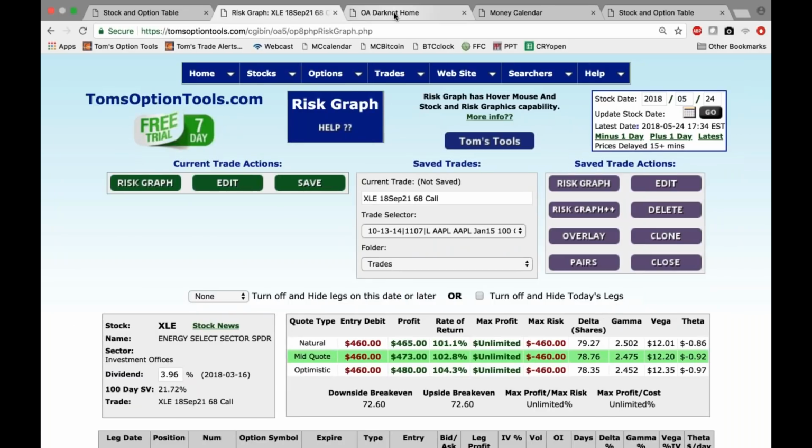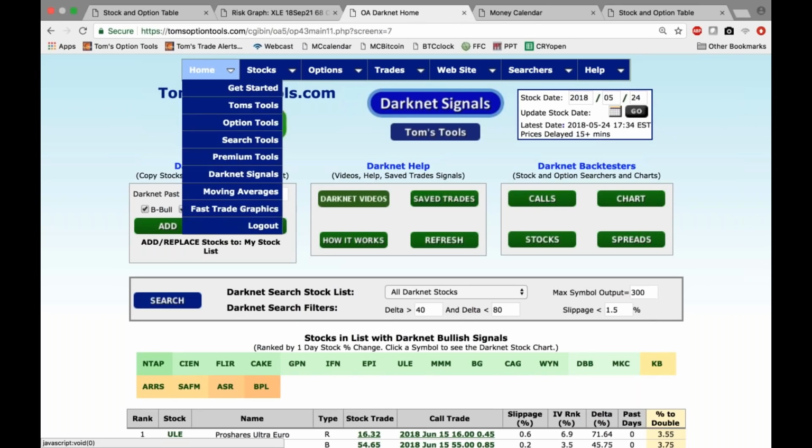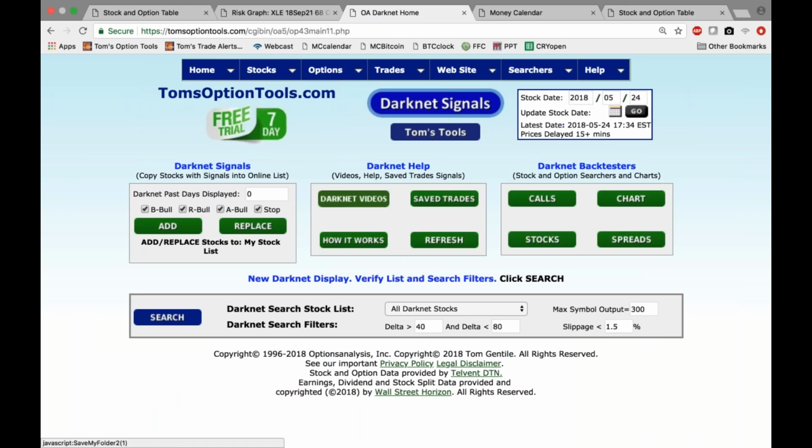I've got DarkNet all set up and ready to go. For those of you that have our tools, if you go into home and you go to Tom's tools, you're going to see option trader, which is where we do all of our risk graphing. But come over to DarkNet and click on the options analysis DarkNet channels. And when you do that, you're going to get DarkNet signals that pop up.